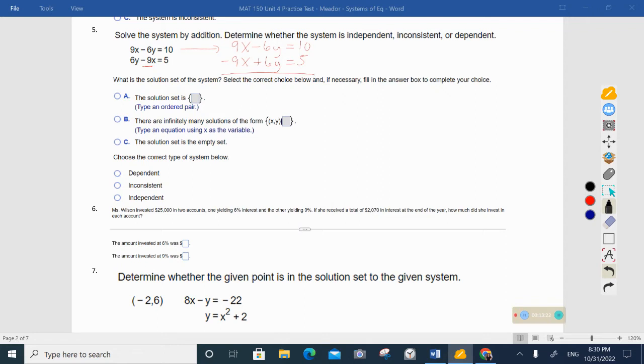When you add vertically, 9x minus 9x cancels, negative 6y plus 6y cancels, you get 0 equals 15. So all the variables disappeared, which is what I just talked about in number 4. So if this is a true statement, we have infinitely many solutions, but this is a false statement, therefore there is no solution. And that's an inconsistent system.